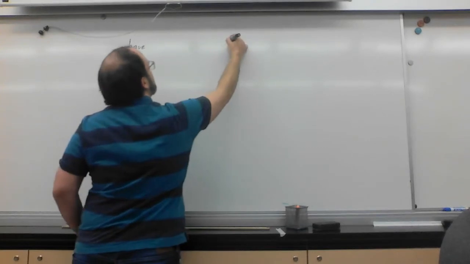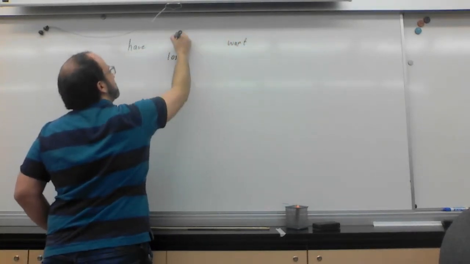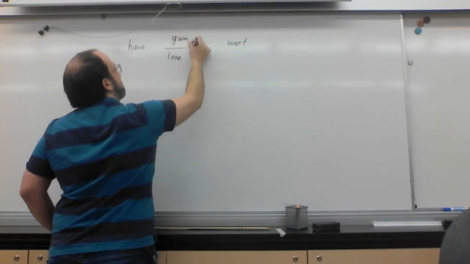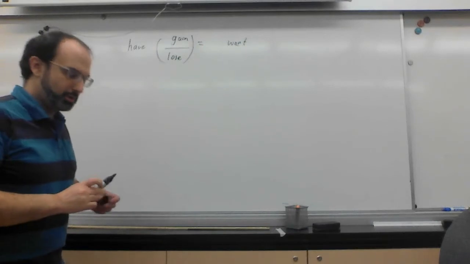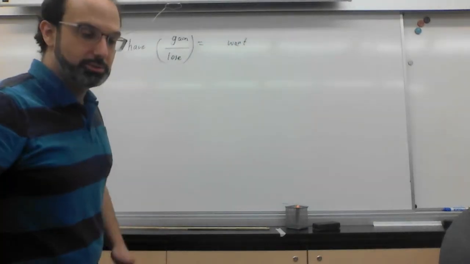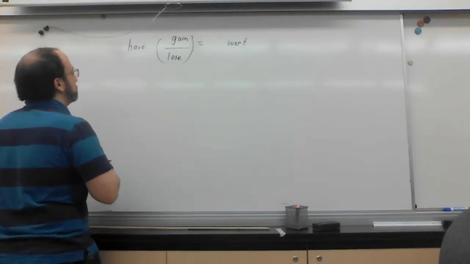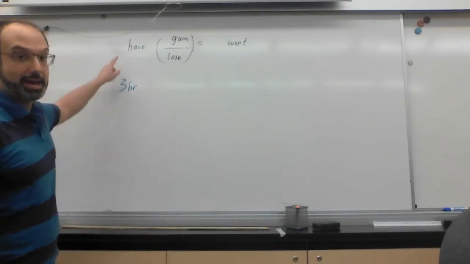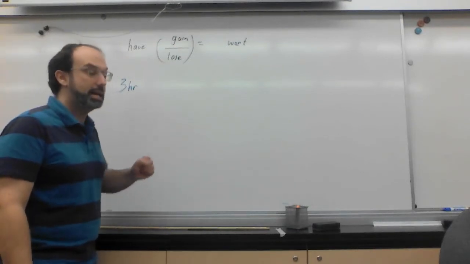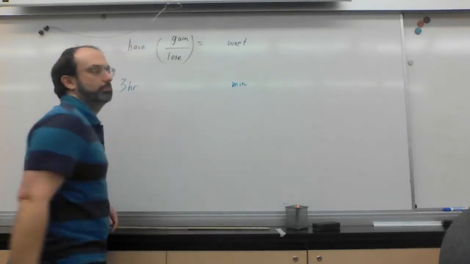Have, want, lose, gain. Now how do we use this? Okay, so let's use an example here. We were just talking about hours and minutes. Let's do that. So let's say I've got, let's see, 3 hours. That's what I have. And I want that answer in minutes.